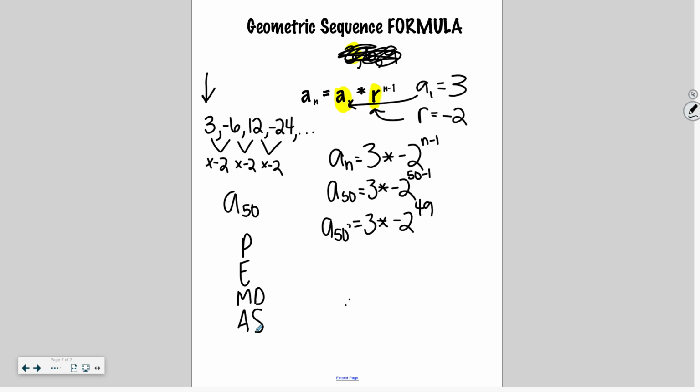When I punch this into my calculator, I need to make sure that I'm putting parentheses around the negative 2 to the 49th. Otherwise, what it does is it takes 2 to the 49th power and then just throws a negative sign on it. That's not what we want. So, super, super important to put those parentheses around the negative 2. So negative 2 to the 49th power.